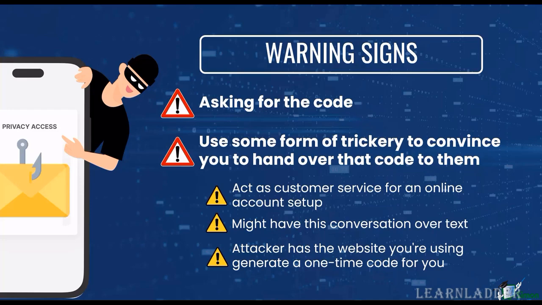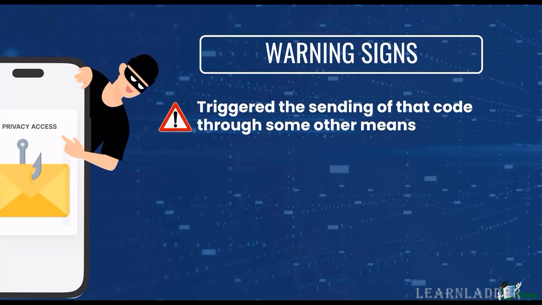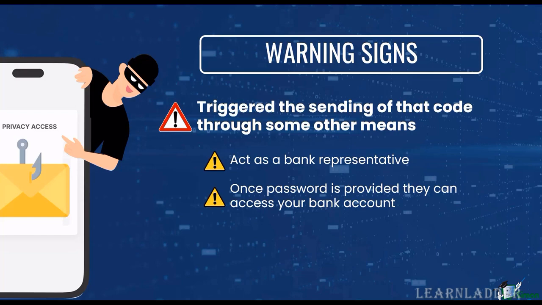They could have triggered that sending of that code through some other means, and this doesn't have to happen via an SMS-based MFA. They could simply say, "Okay, we're your bank," and convince you that they are telling you to authenticate yourself. We need the current one-time password for your Authenticator app. You provide that, they log in as you, and they have access to your bank. That's one example of an MFA phishing attack.